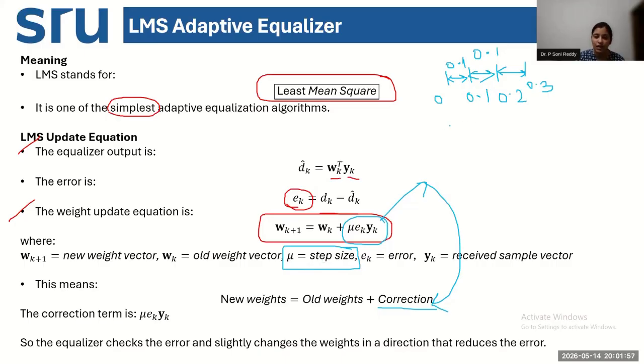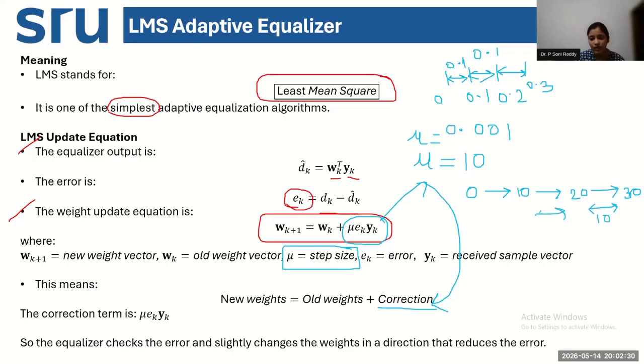You can have a step size as low as 0.001, like this. You can have a constant step size. So mu can be very, very small or mu can be very, very large. Large means suppose I'm taking it as 10. If my first sample is at 0, my next sample would be at 10, then the next sample would be at 20, then at 30. So what am I doing? I'm calculating the gap between the two, which is 10. So this is my step size.